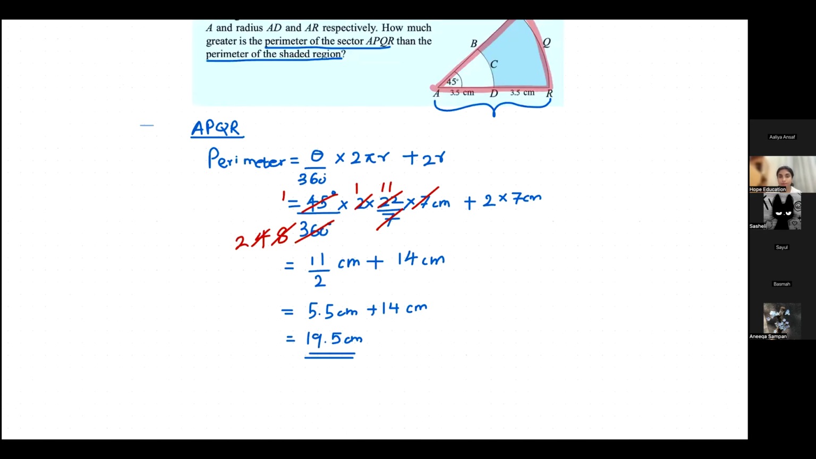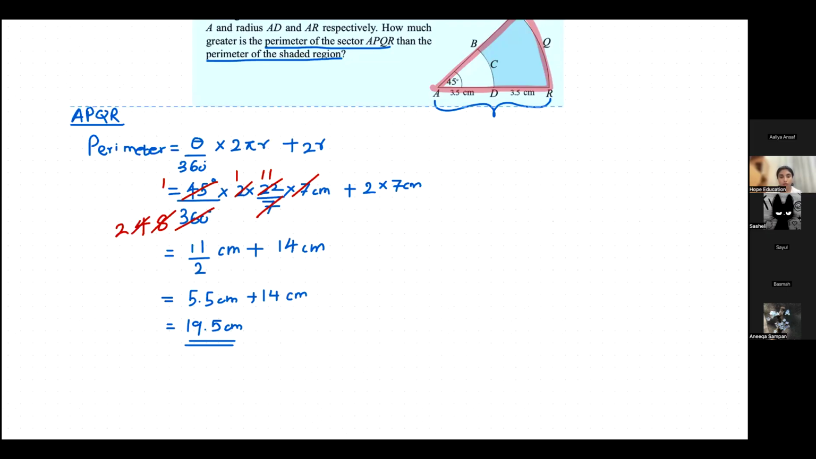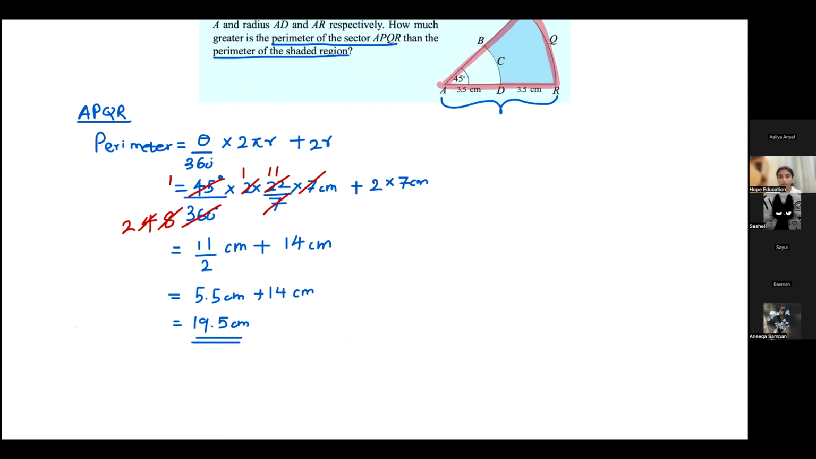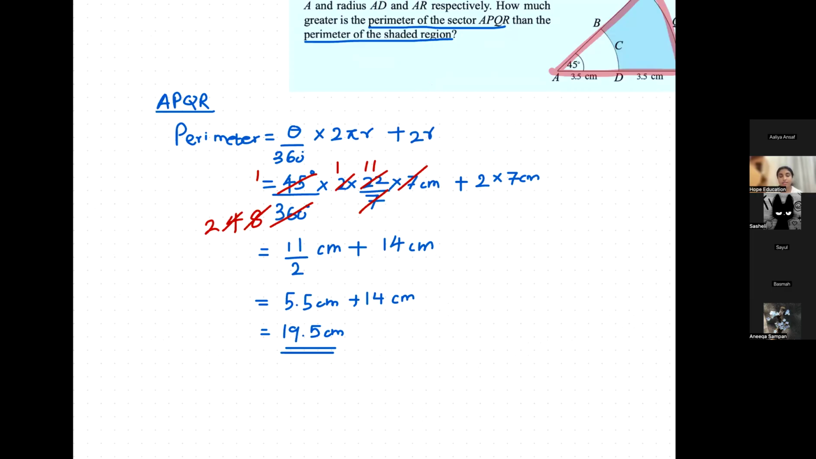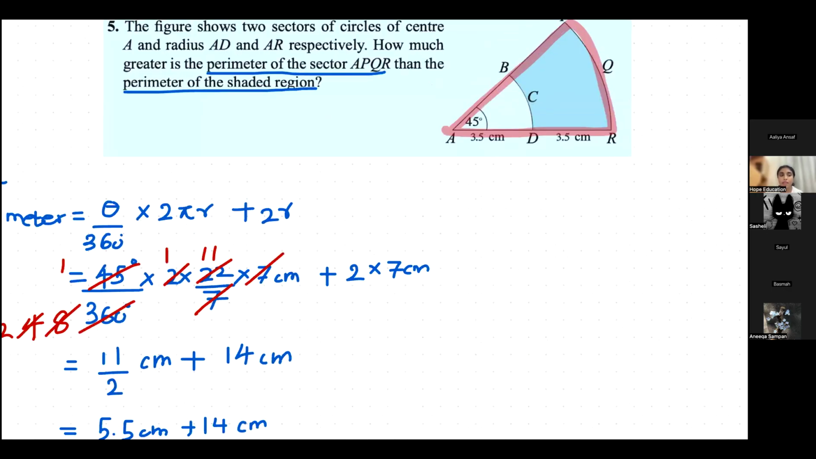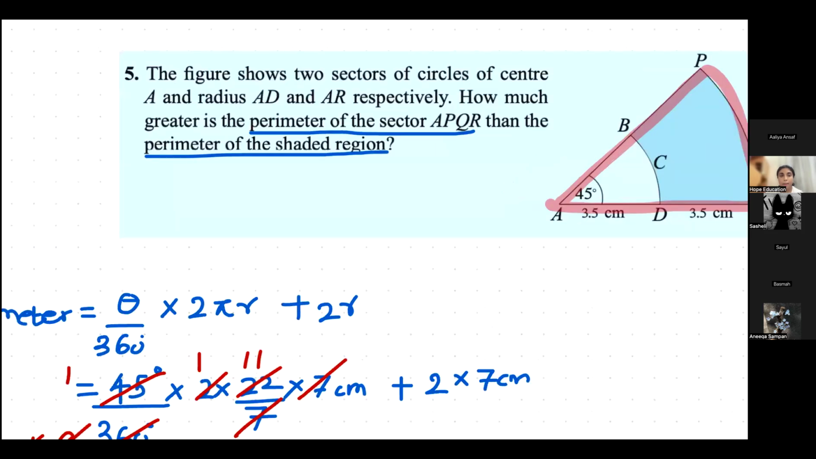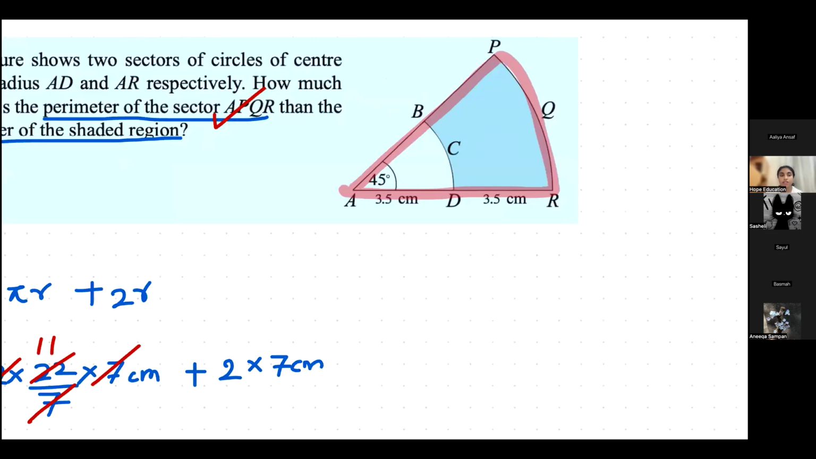Yes, teacher. Others? Okay. Everyone understood that, right? All right, so we found the perimeter of the sector APQR. Now we have to find the perimeter of the shaded region.